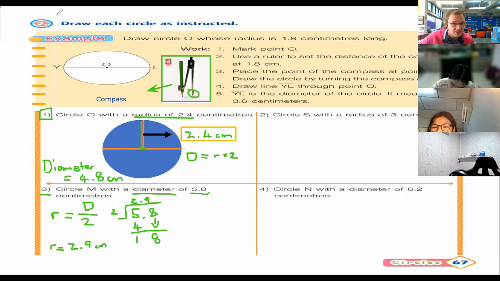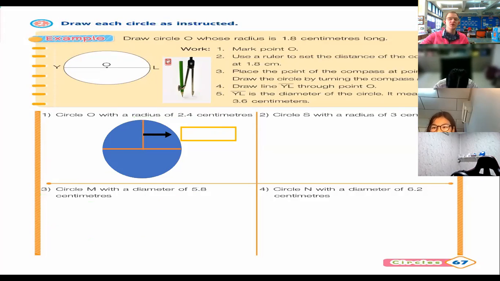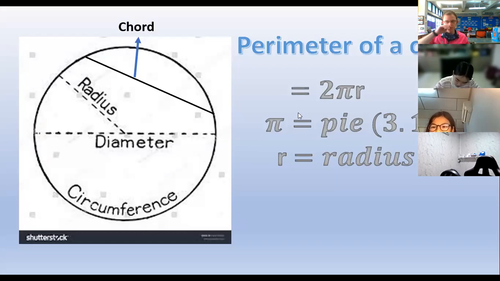So this was a very basic and simple exercise. I'm not going to do 2 and 4 because it's quite difficult for me to draw these circles effectively. The next thing we have to look at is, firstly, how to draw a circle, then how we calculate the perimeter of a circle. Now the perimeter of the circle looks like it can be quite tricky because here we use the symbol for pi.